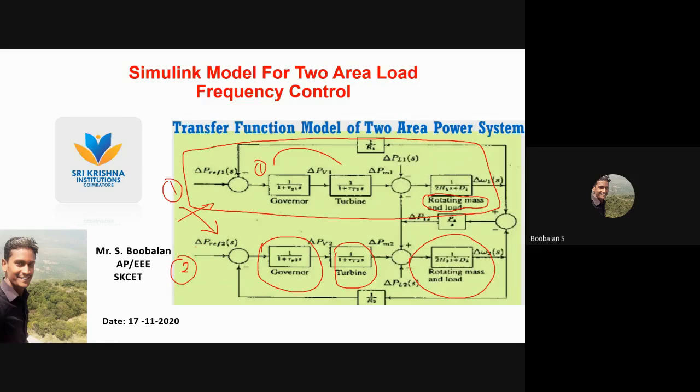We're going to be interested in controlling the frequency of these two areas with the help of controllers. No need to worry, we're going to see that later, right? This is the common Simulink general block diagram of a two area power system. Got the meaning right now? This is why it's called a two area power system: one area and one more area.